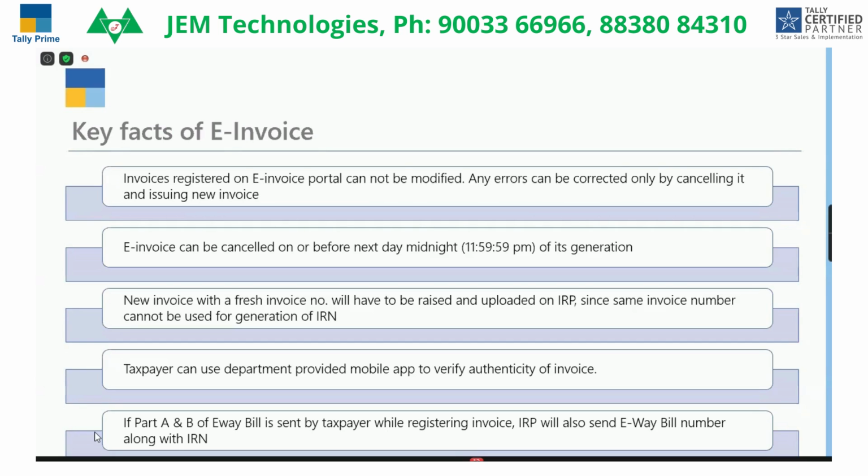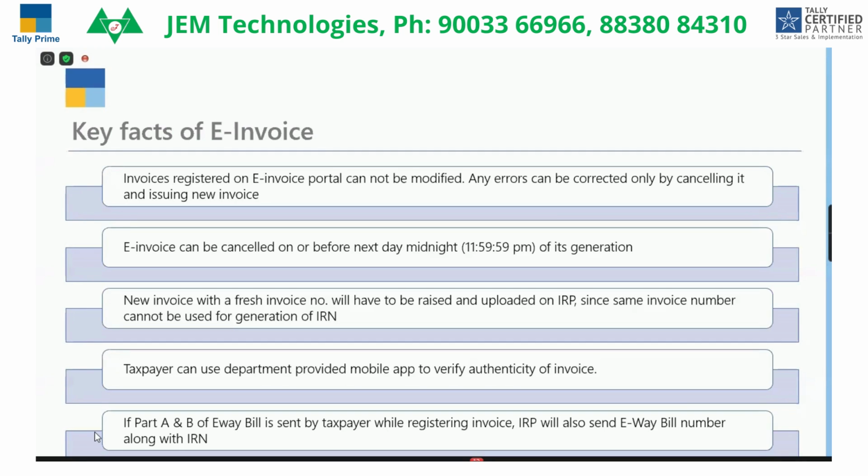E-invoice can be cancelled on or before next day midnight, 11:59 p.m. That is, before midnight the next day you will be in a position to cancel the e-invoice which has been generated. However, once the e-invoice is cancelled, you cannot issue the same invoice and register it on the IRP portal. You will have to generate a new invoice, and a fresh invoice has to be uploaded onto the IRP portal, since the same number cannot be used for IRN generation.